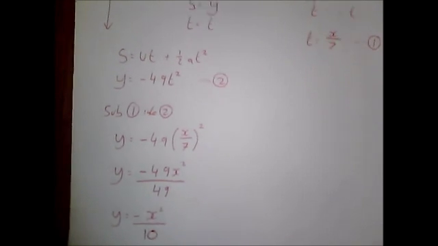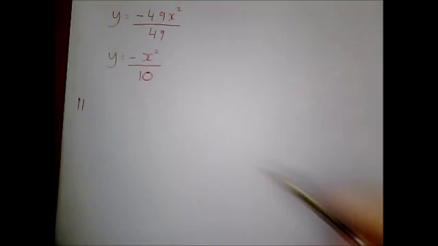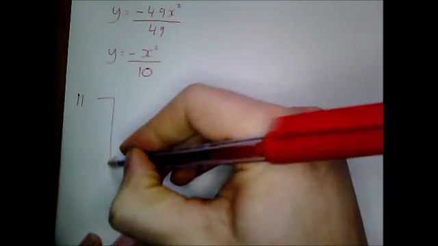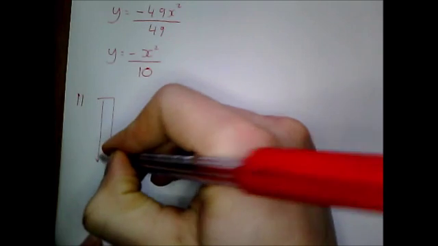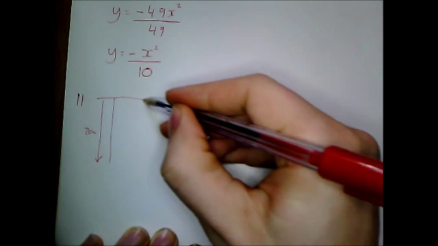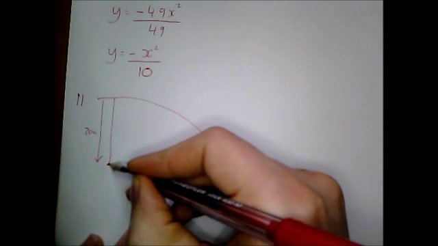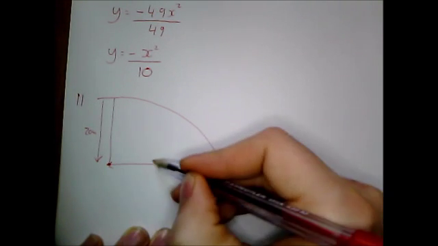Okay, that's part 1. Let's look at part 2. For part 2, we're told that the stone hits the sea at a point which is 20 meters below the level of O. We want to find the distance between the foot of the cliff and the point where the stone hits the sea. So effectively, if we've got our cliff here, it has 20 meters to travel downwards. It's going to follow this motion. We want to know this distance here, x.